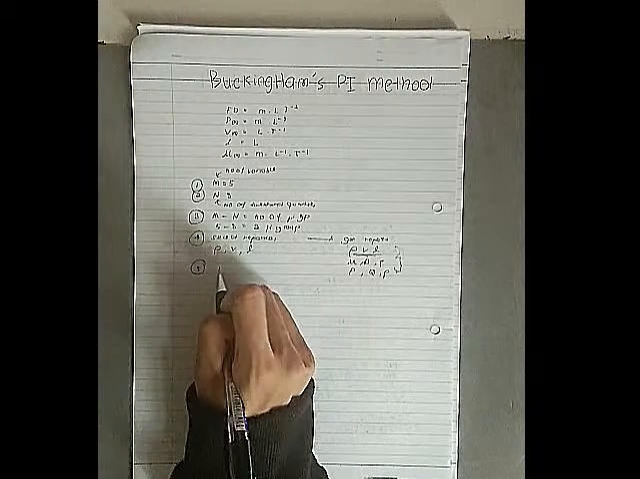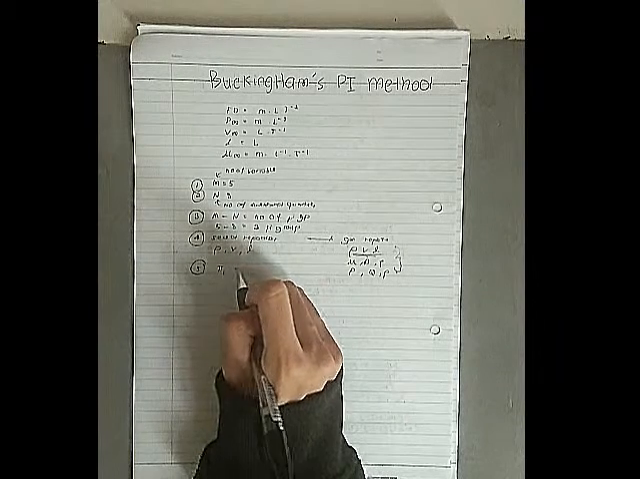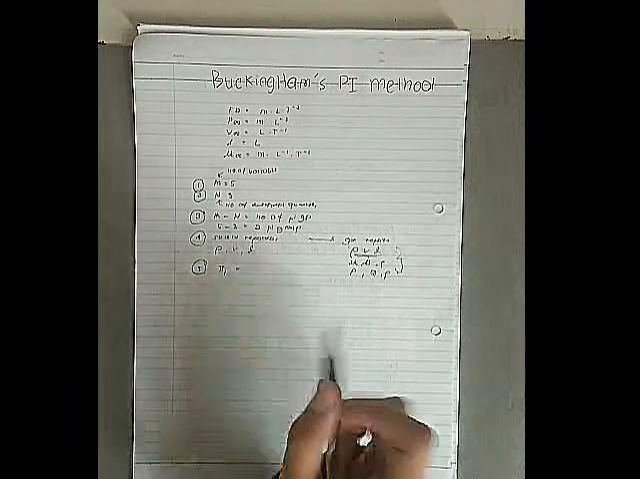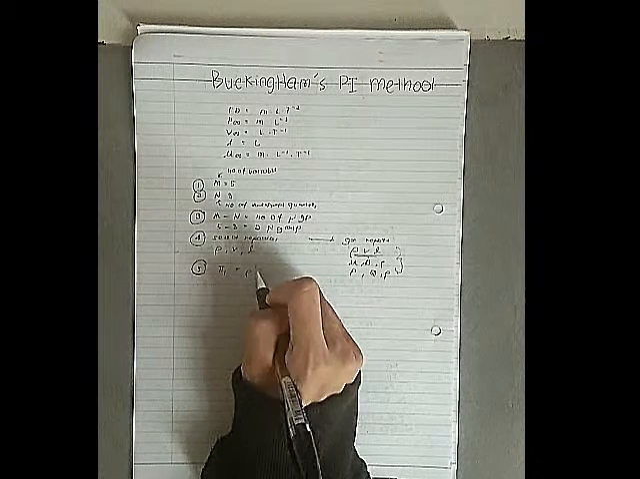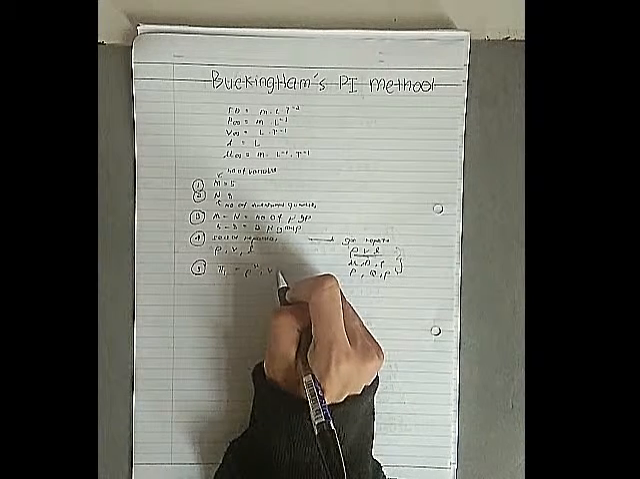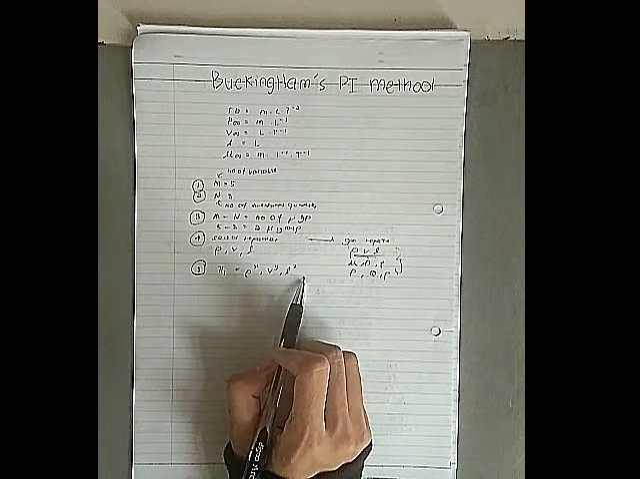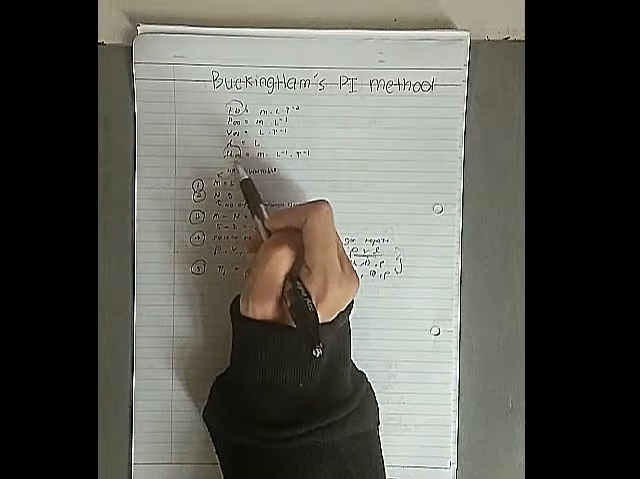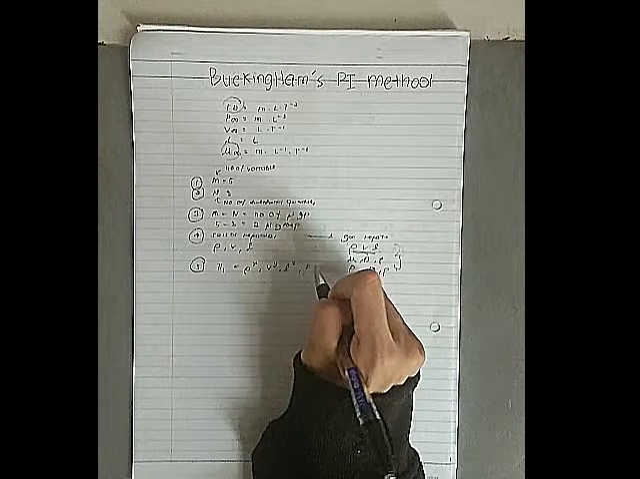Okay, fifth step, we need to write the equation for pi 1. We copy back the repeaters that we already picked, so it will become like this. And don't forget to put an unknown exponent on each of them: density is x, velocity is y, and length is z. The variables not selected are force and viscosity. For the first equation, we usually use the force here.